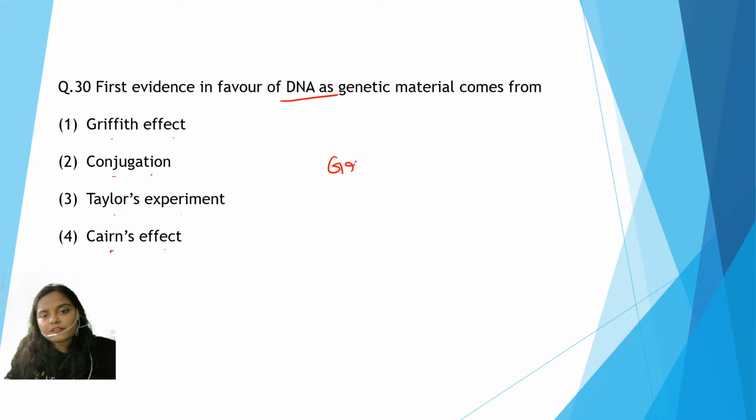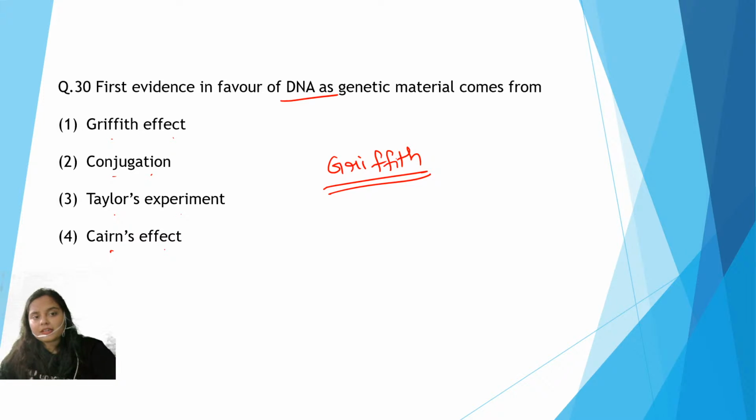First of all, Griffith's transformation principle came, which gave us the hint that the bacterial cell is transforming. That means something is transferred, right? Then multiple experiments were done, for example the biochemical experiment conducted by Avery, McLeod and McCarty. Then the Hershey and Chase experiment. So the first was Griffith. So the right answer is option number 1.